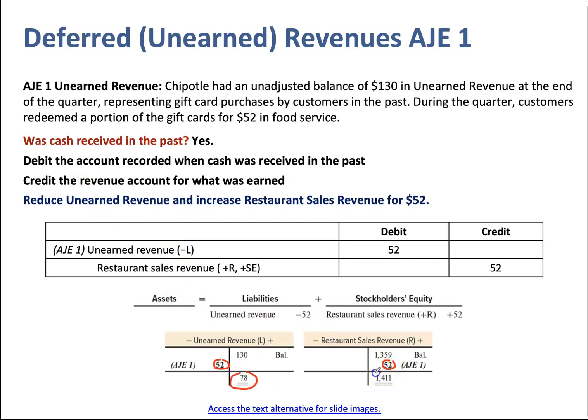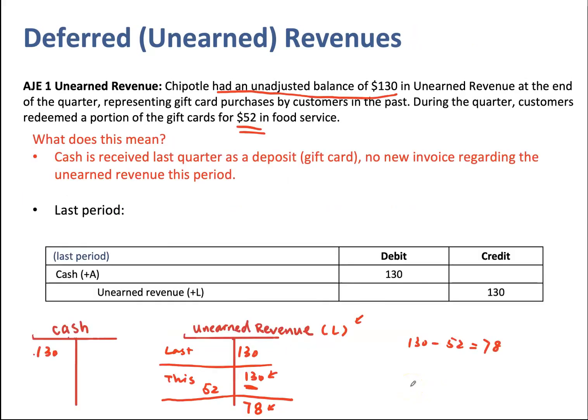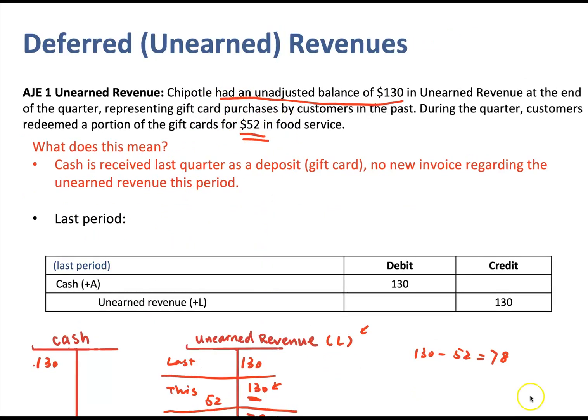It brings the revenue account to the right amount of $1411. So that's the idea of adjusting. Adjusting occurs because of the timing of the transaction. Some transactions happen in the previous period, which has a prolonged effect carrying into this period. The unearned revenue is an example of adjusting.